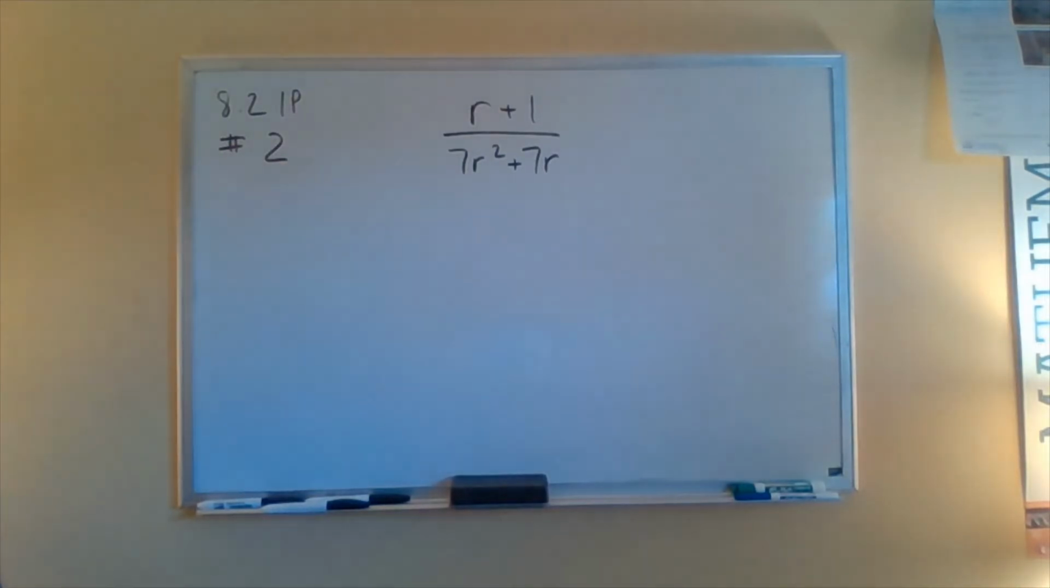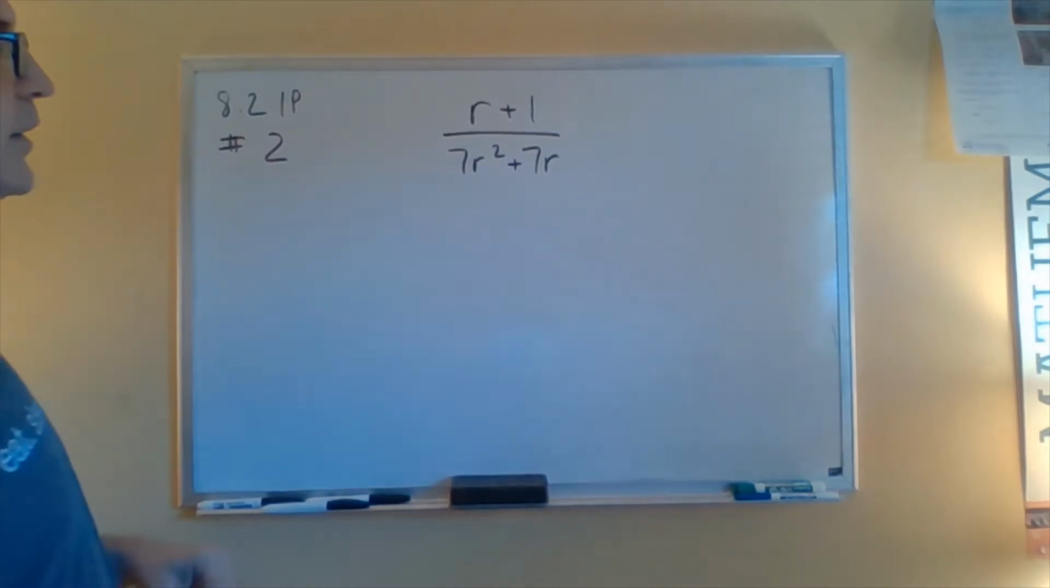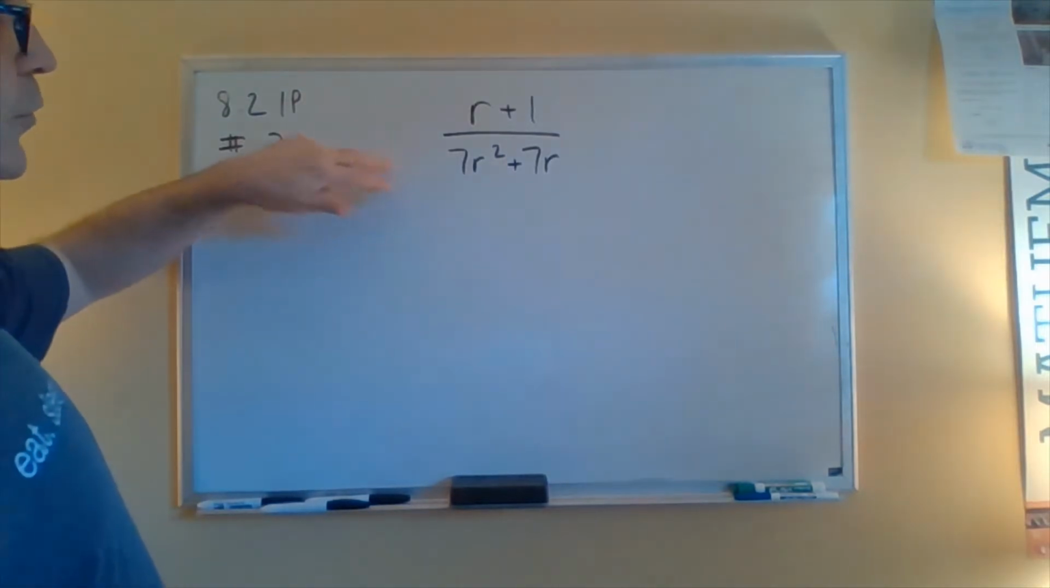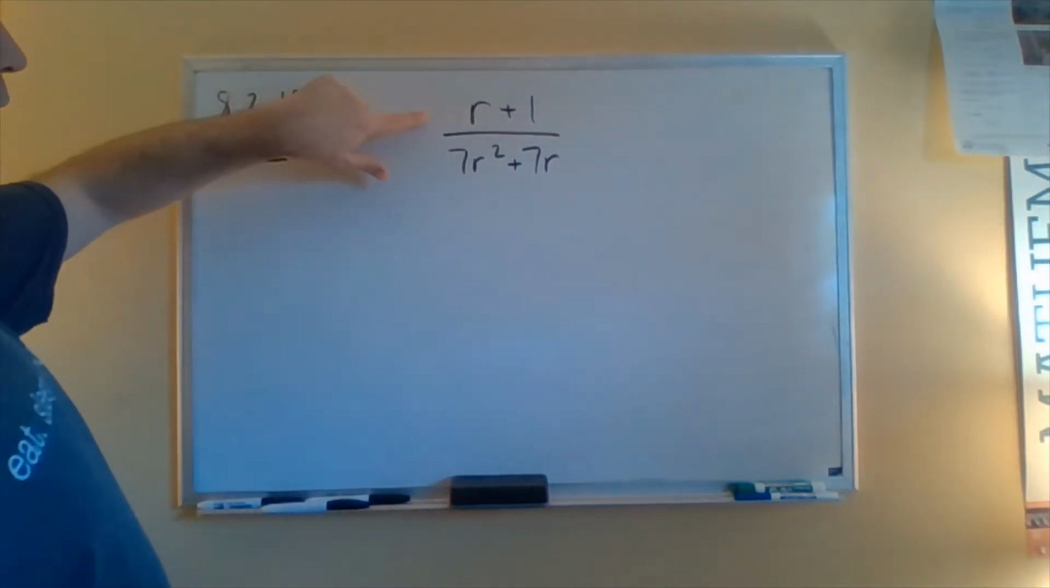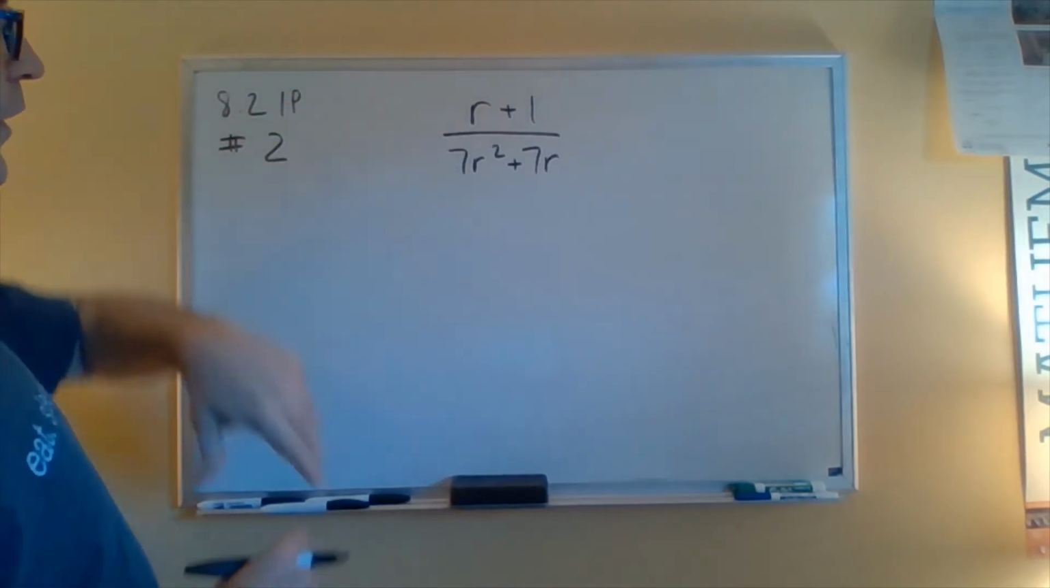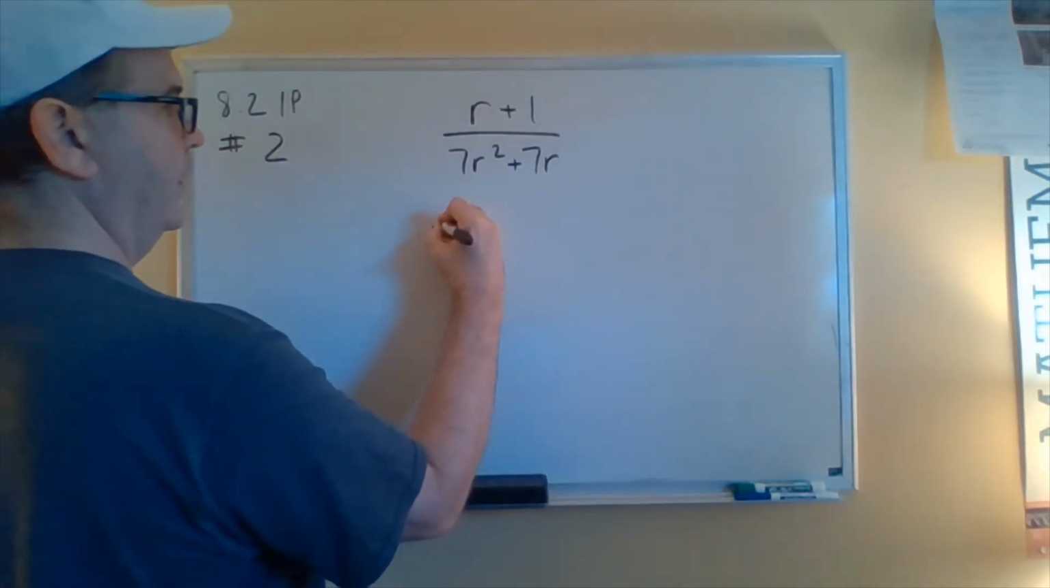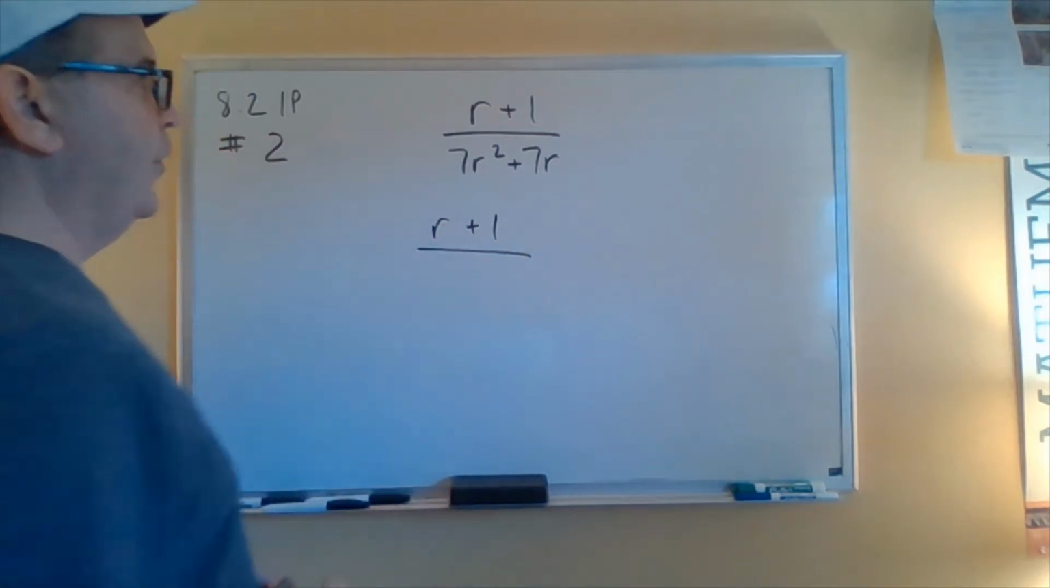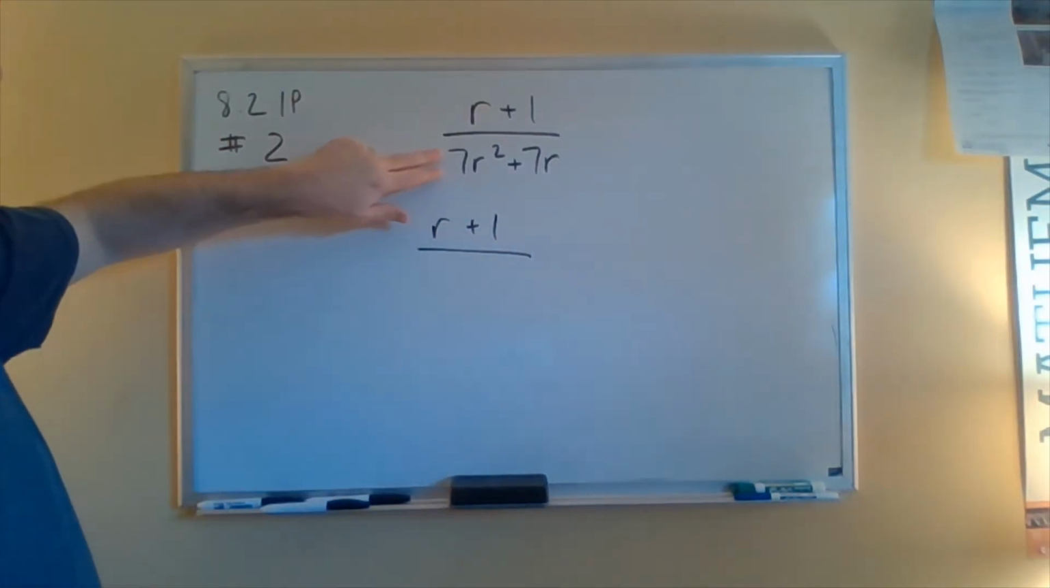Number 2, we're given the rational expression r plus 1 over 7r squared plus 7r. Again, we don't have trinomials, so we know we're not going to use either of those methods, but can we pull out a greatest common factor and maybe reduce? Anything we can pull out of the numerator? No, that's pretty much as simple as it gets at r plus 1. How about on the bottom? Is there a greatest common factor in our denominator here?